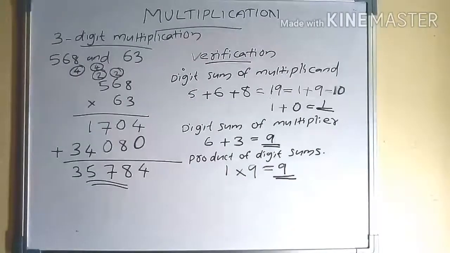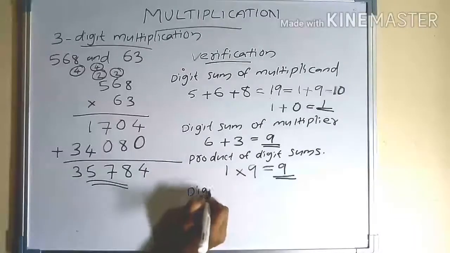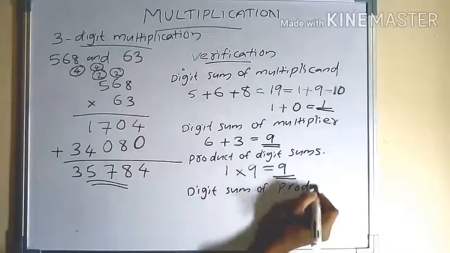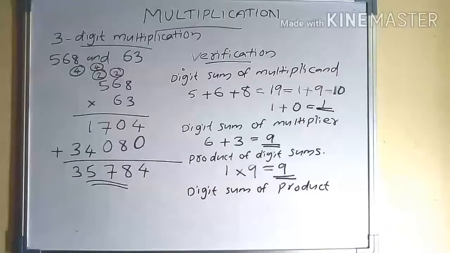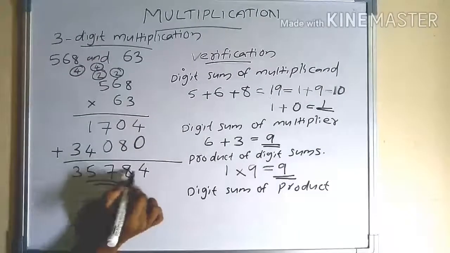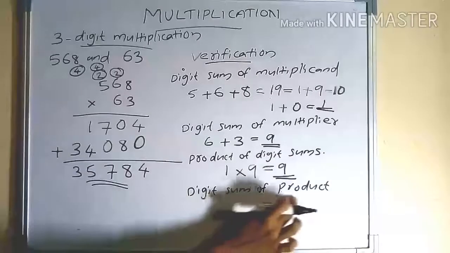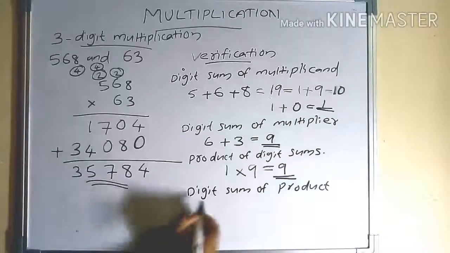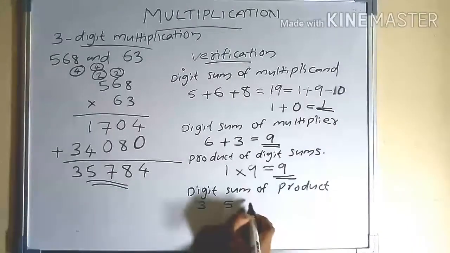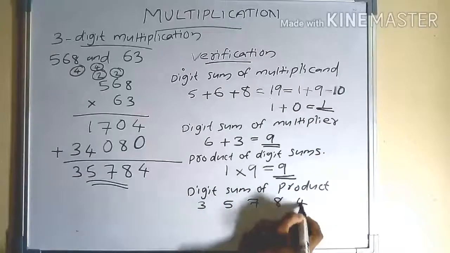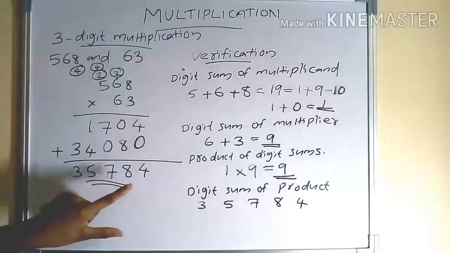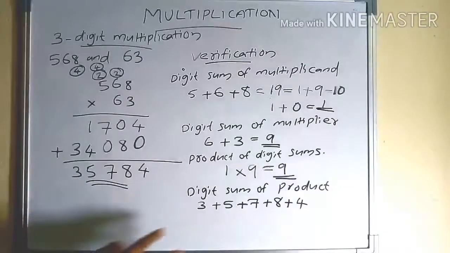We know that the result of multiplication is known as the product. Okay, next find the digit sum of the product. So in this question, the product is 35,784. So the digit sum of the product means first we split this 5-digit number into single digits, that is 3, 5, 7, 8 and 4. Next add these 5 digits.